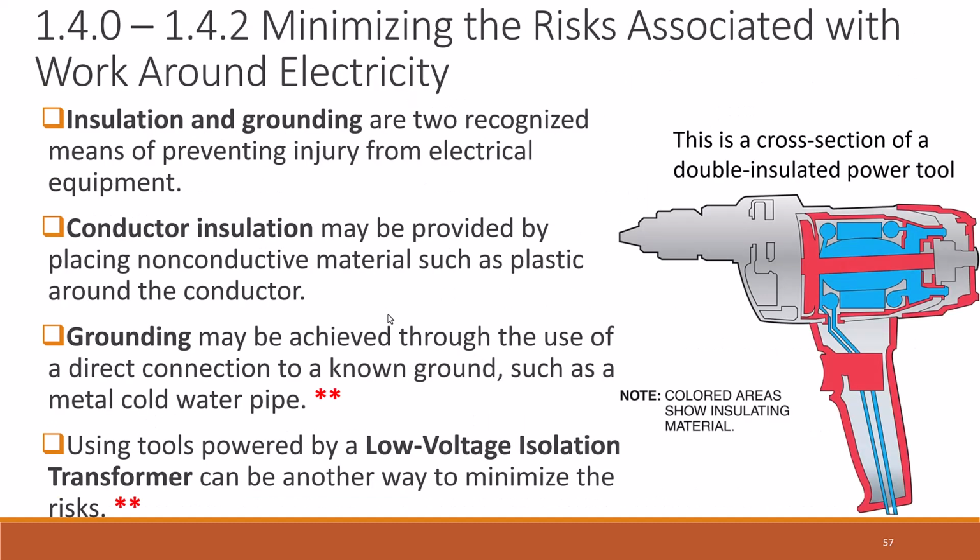Insulation and grounding are two recognized means of preventing electrical injury from equipment. The conductor insulation could be provided by non-conductive materials such as plastic around the conductor or covers. Grounding may be achieved through a direct connection to a known ground, such as a metal cold water pipe or that 5/8 diameter copper rod that we drive into the ground. Every house has one, so you can literally go and connect up to it. If you've got a generator, you should generally be connecting that generator to the grounding rod that your electrical service is hooked to.